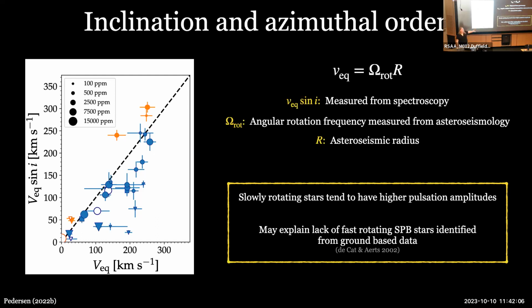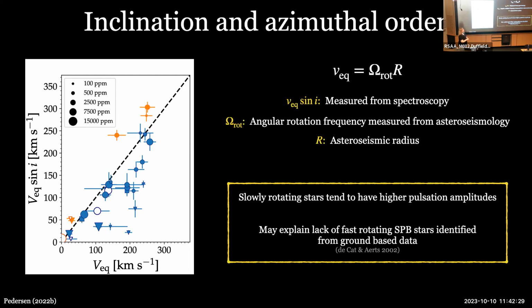And that might explain why, prior to our studies, the SPB stars observed from the ground were all found to be slowly rotating. If the others are more difficult to find because the amplitudes are smaller, then that could explain why we actually see them in the space data for these stars.